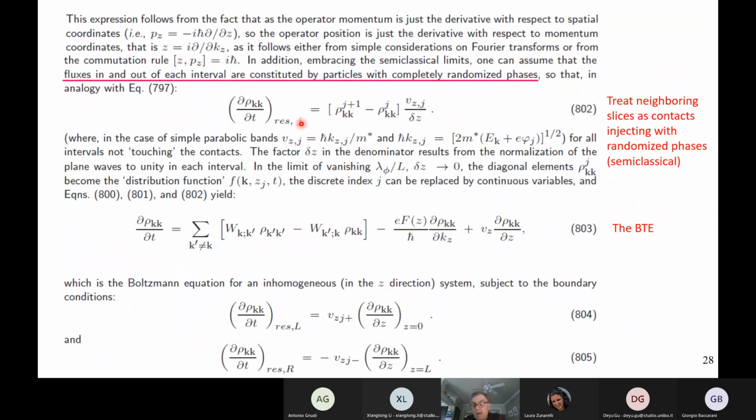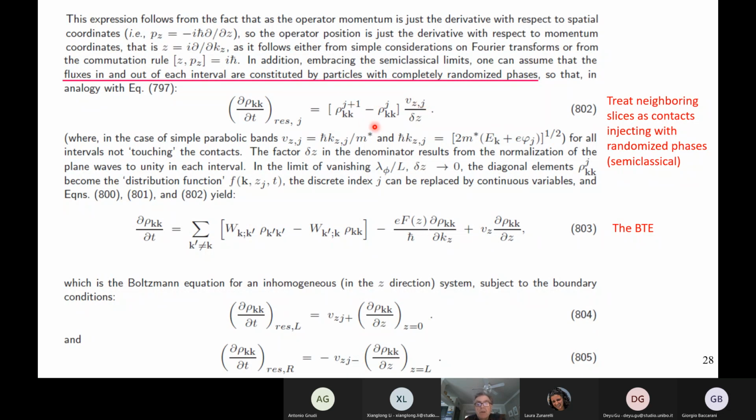Now, the contacts, how do I represent the contacts? Remember, now I don't have contacts anymore, except at the far left and the far right of my device. So the contacts are actually replaced by the occupation of the adjacent slices. According to the phenomenological model that we had before, I replace the effect of the contact from the right by a distribution function which is attempted to be kept at the same value that it has in the j plus 1 slice, and the flux is given by the velocity of the electrons at that particular slice.